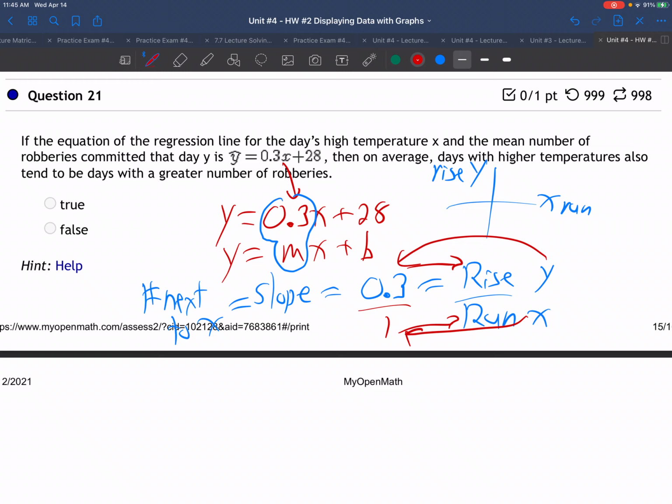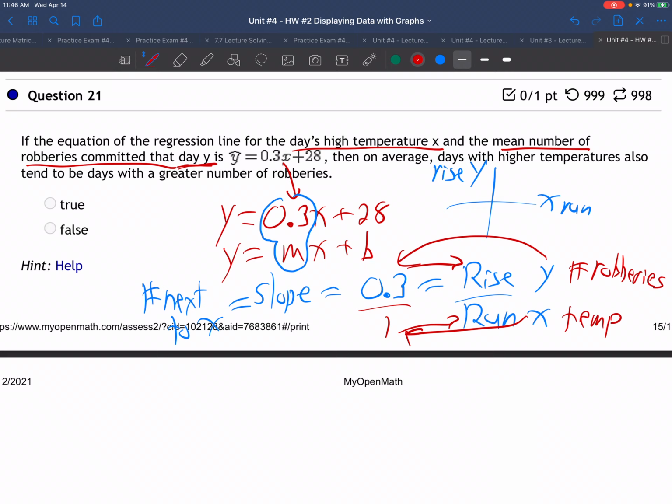What are y values? I don't know. The equation works on for the day's high temperature is x. So this is the temperature, okay? And the mean number of robberies. So mean number of robberies, that must be y. Yeah, it does say right there. It says y. Didn't realize that. Y, mean number of robberies. So number of robberies, meaning the average number for different cities.